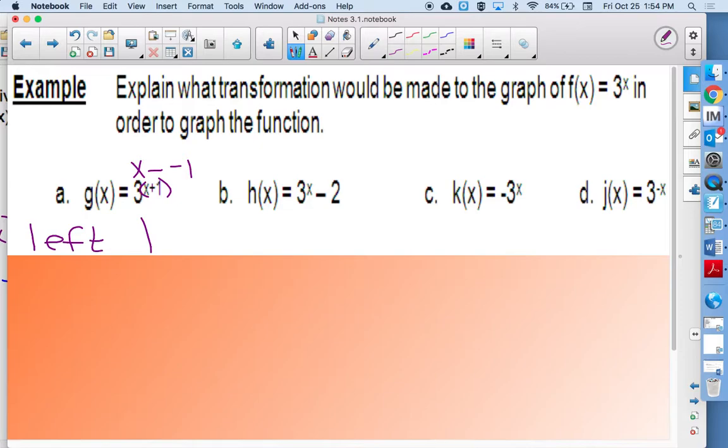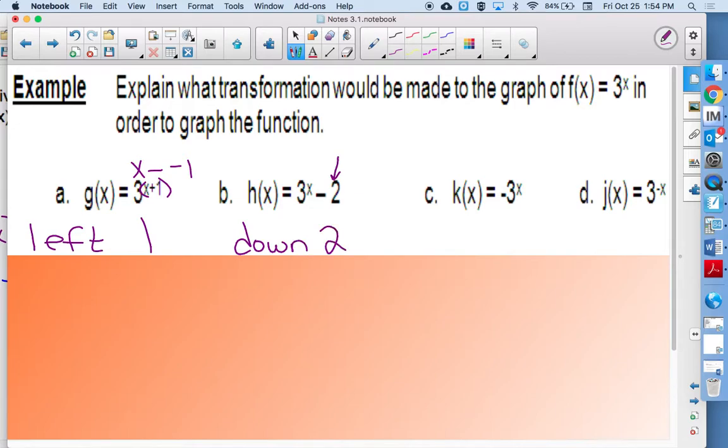Okay. Letter B. So if I have 3 to the x and then minus 2, Dylan, what's going on with the minus 2? Down 2. So this one moves it down because the 2 is away from the x, separate from the exponent and the base. So that's going to just move the graph down. It's shifting it down 2.